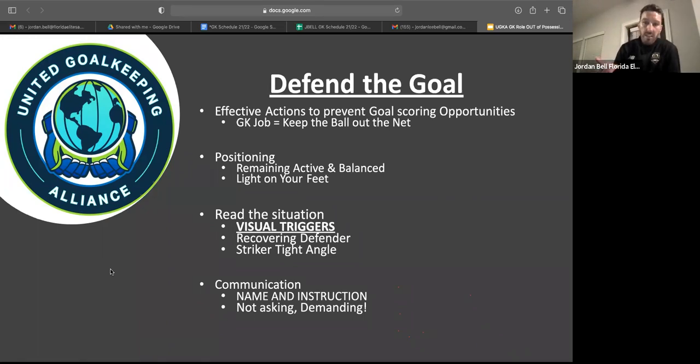So defend the goal, read the situation, the visual triggers. The striker's getting ready to pull his foot back to strike the ball. I'm getting set, stopping where I am. I'm not still running, because if I still run, what's going to happen? I'm going to dive and dive backwards. And if you dive backwards, you're most likely going to push the ball into the goal. So as I see, eyes are on the ball, eyes are on the striker. As they're getting ready to pull their foot back, stopping where I am, getting balanced, staying low, and getting ready to move my feet.